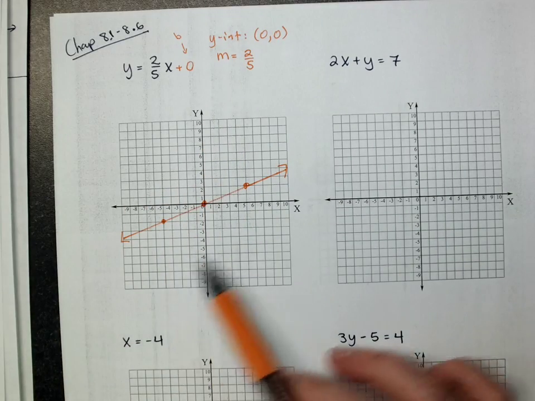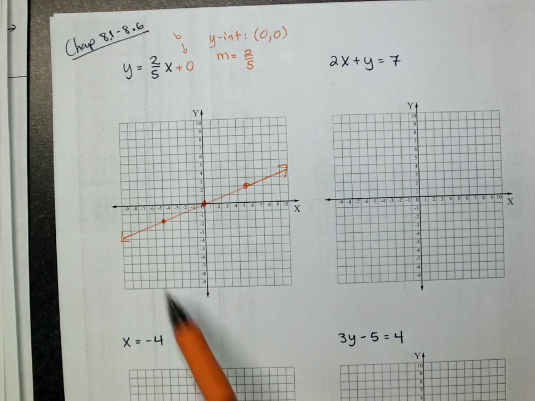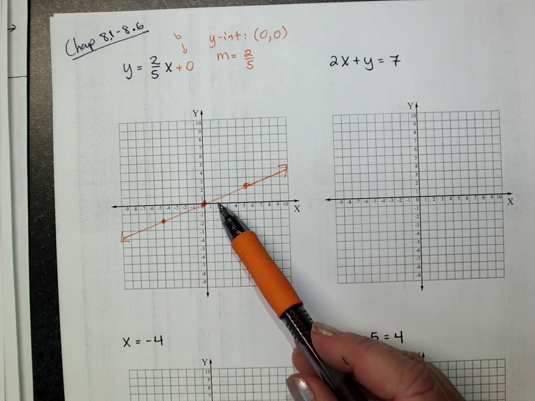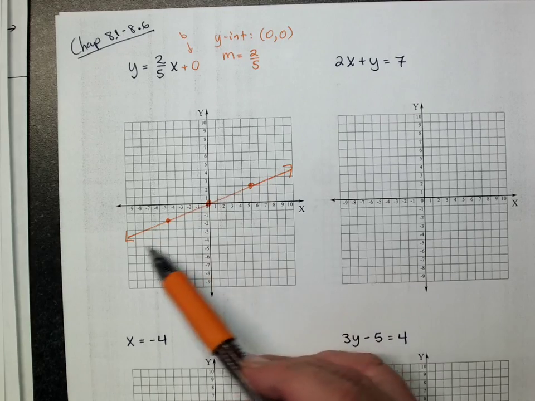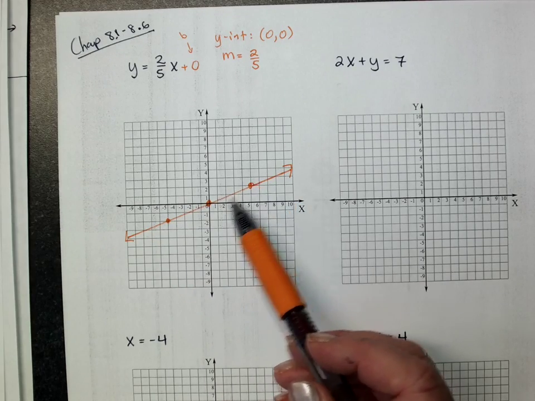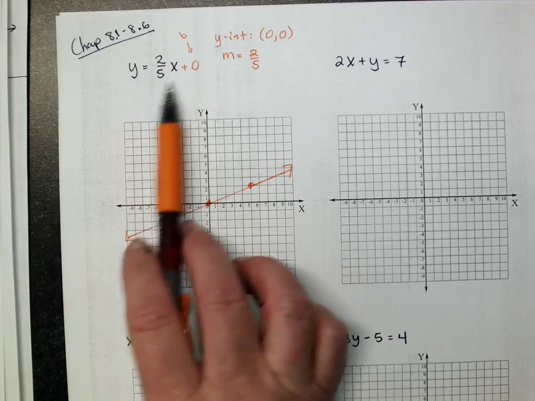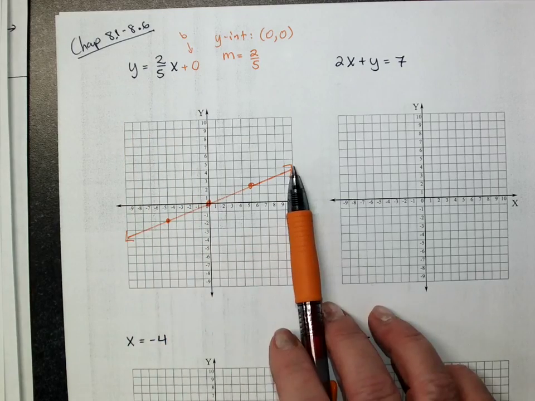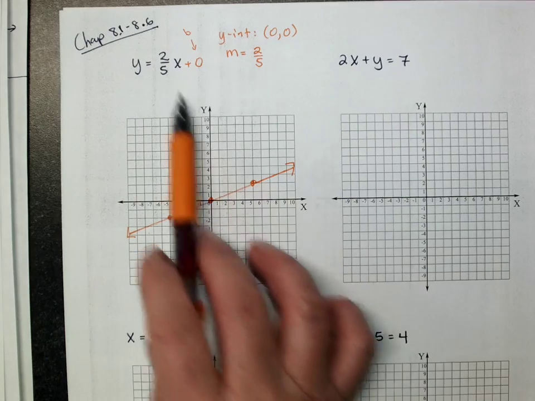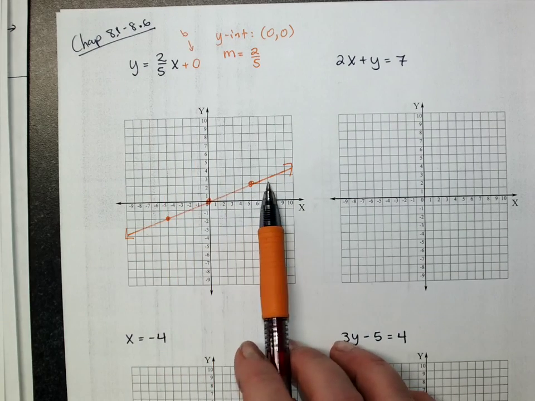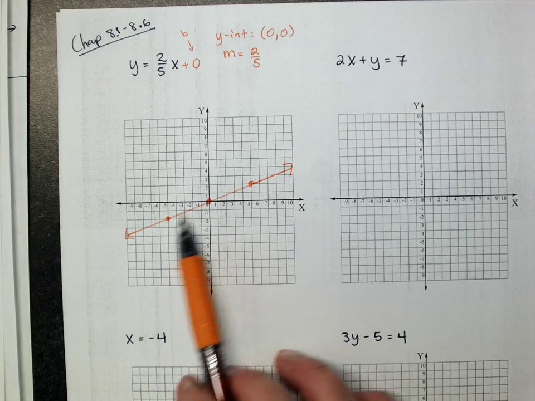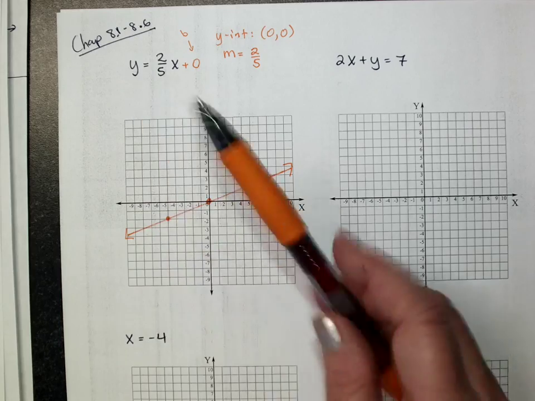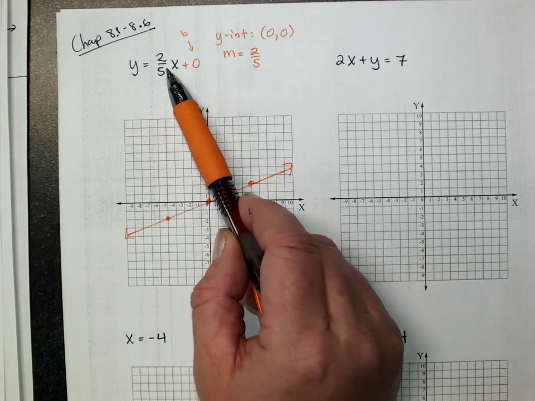How many points are on this line? Infinite. I just graphed 3 of them, but there's infinite points there, infinite ordered pairs. And so the solution to this equation is the graph of this line. Any ordered pair that is on the line, if you plugged in the x and y value of it here, you would get a true statement. There's infinite ordered pairs you could plug in here and get true statements.